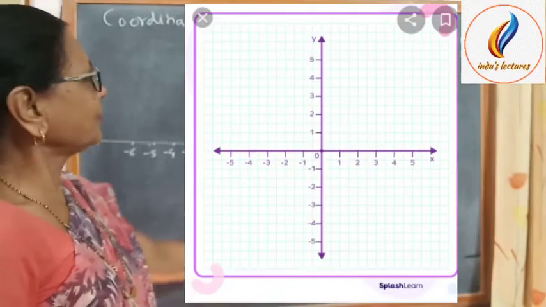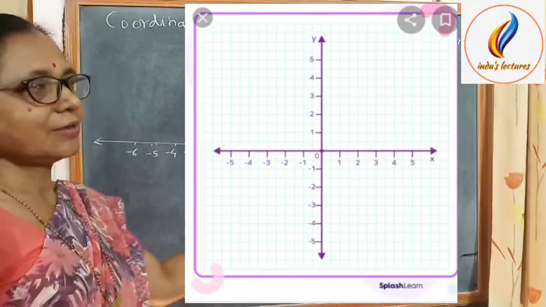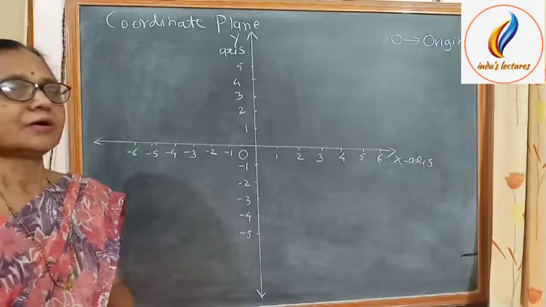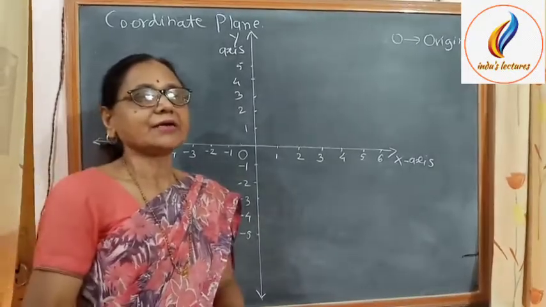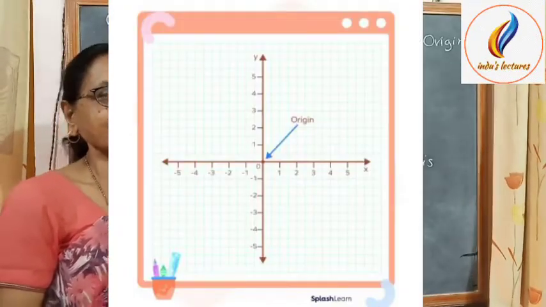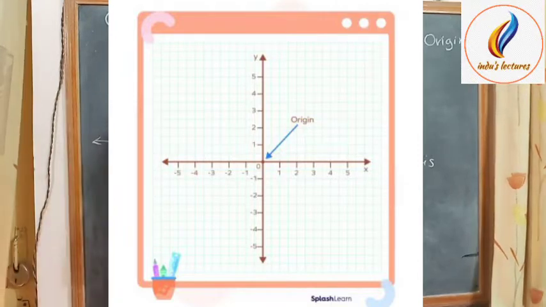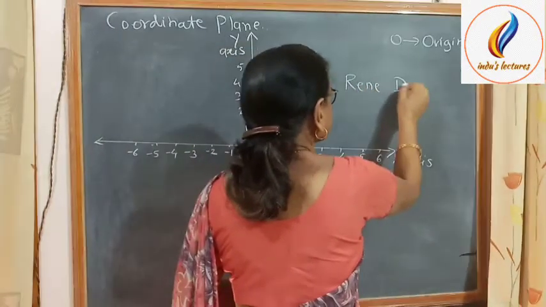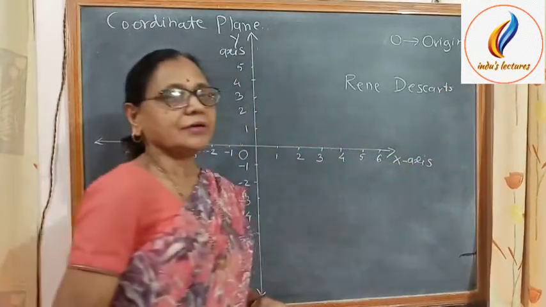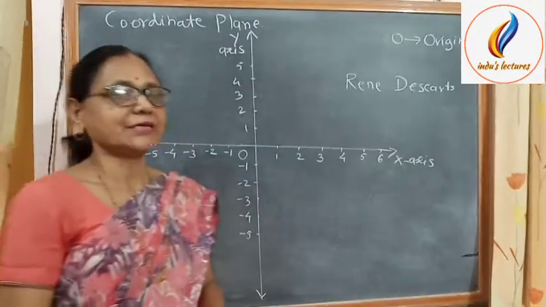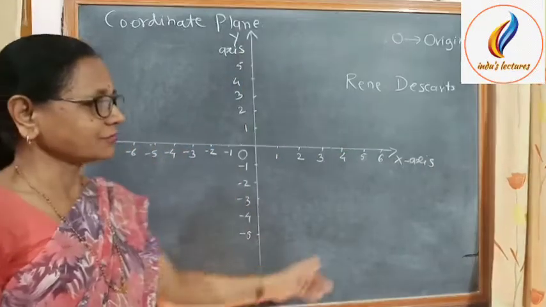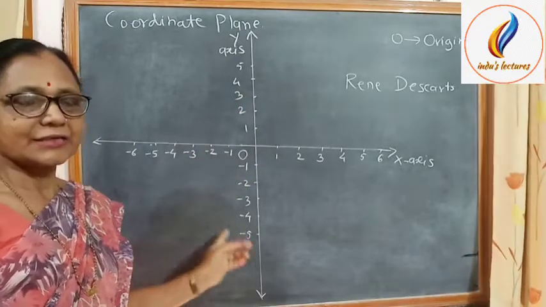Now this is a plane, and it is called the coordinate plane. It is also known as the Cartesian coordinate plane because it was invented by the eminent French mathematician René Descartes. René Descartes is a French mathematician who invented the plane, so it is also known as the Cartesian coordinate plane.